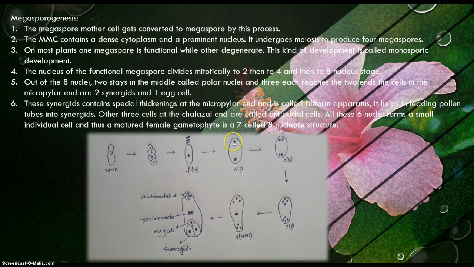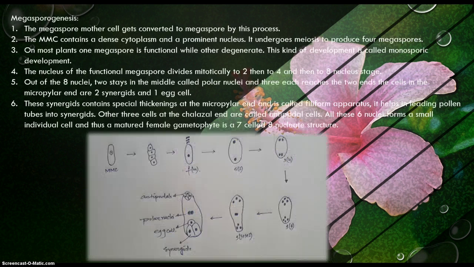This single nucleus divides and the nuclei reach the 2 ends. At the 2 ends, they divide again, and after the division, it forms 4 nuclei. These 4 nuclei divide again to form 8 nuclei, and the 8 nuclei stage looks like this. So 4 nuclei at each end. Now 1 nucleus from each end comes to the middle, and at the middle we have 2 nuclei, and at the ends we have 3 nuclei each. So this stage is known as 3 plus 3 plus 2.